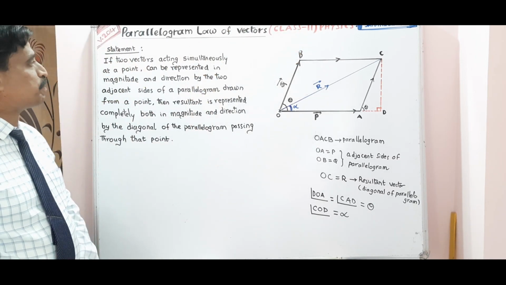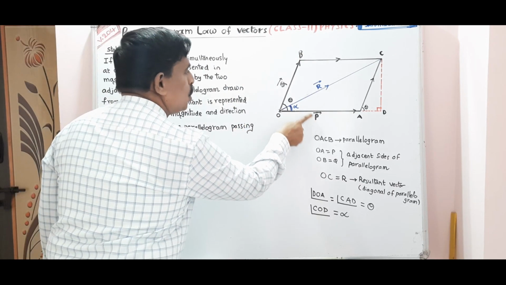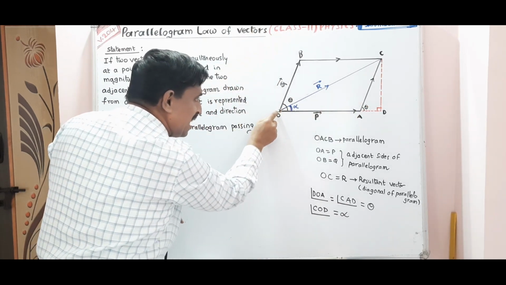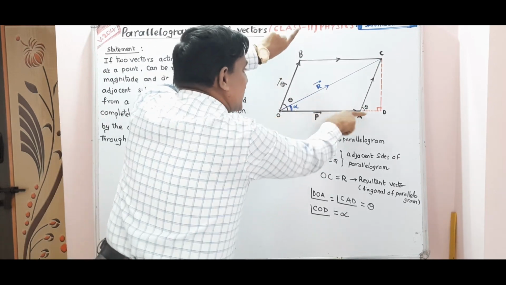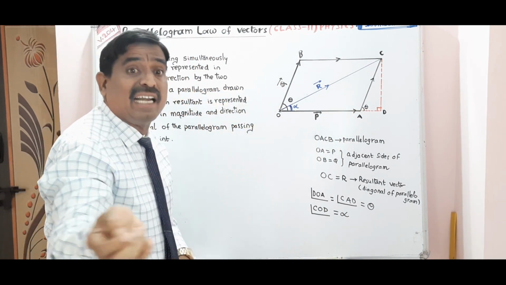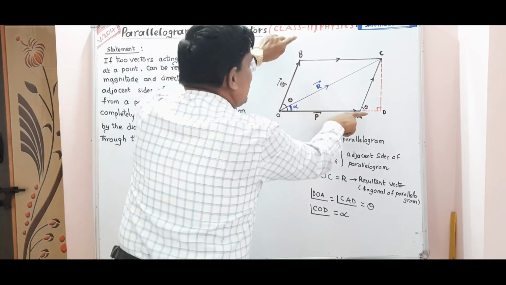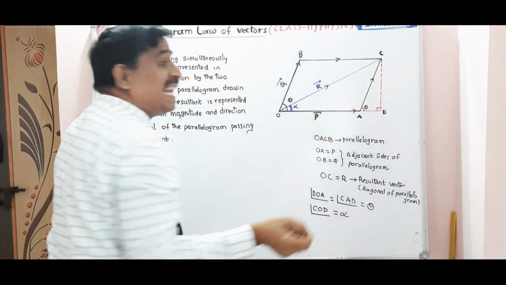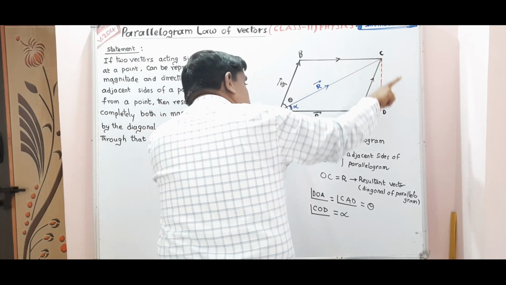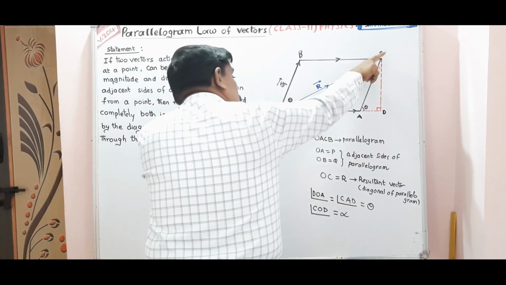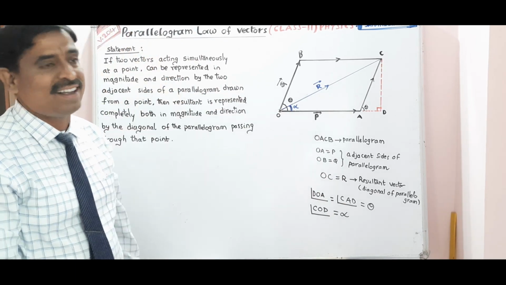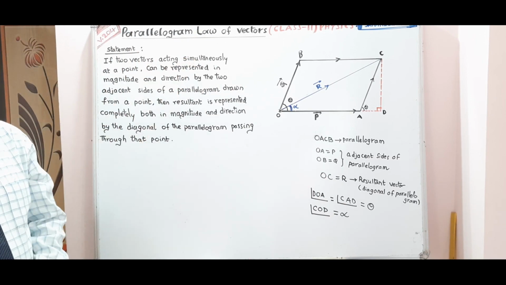First of all, I will explain the statement. If two vectors are acting simultaneously at a point along the adjacent sides of a parallelogram, representing both in magnitude and direction, the resultant of these two vectors is represented by the diagonal passing through the same point, both in magnitude and direction. This is the statement of the parallelogram law of vectors.